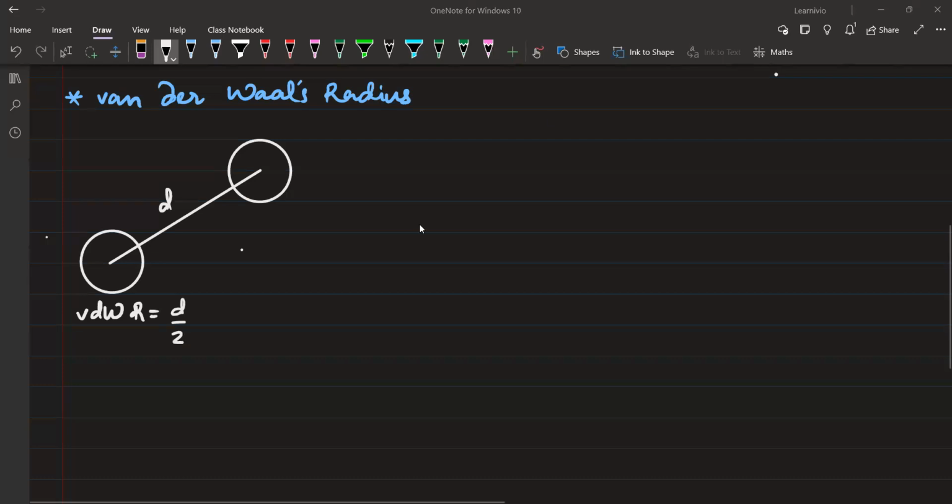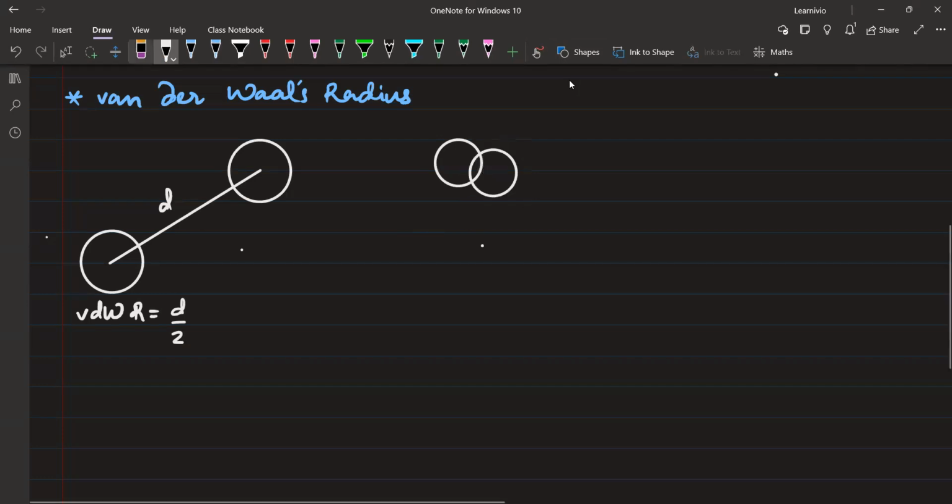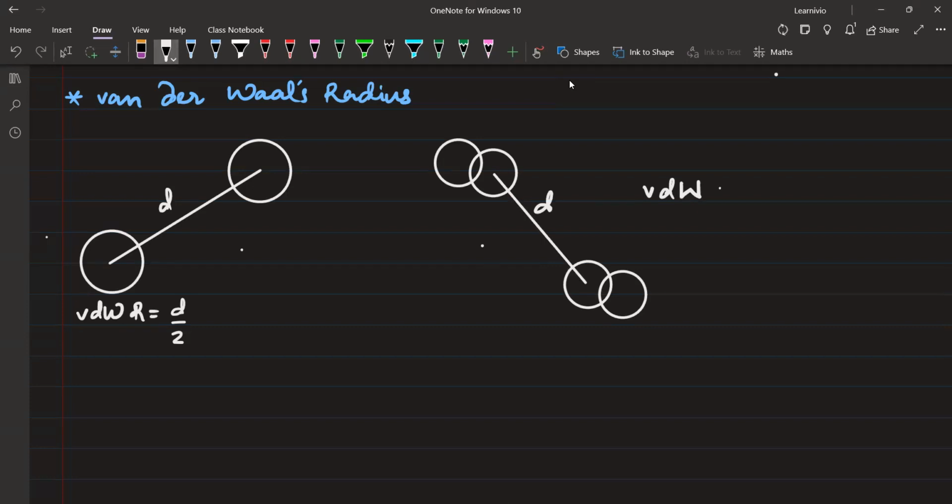Another case is that we can have molecules and we can measure the van der Waals radius of molecules also. Let us suppose this is one molecule, not one molecule, one atom, and this is another atom. These two atoms are making a molecule. Now we can have another molecule. And when we measure the distance between the closest nuclei of these two molecules, there are 4 atoms here, right? There are 4 atoms, but we are going to take those atoms which are closest to each other. And if we measure the distance between the two closest nuclei, and let us suppose this is d, then the van der Waals radius for this molecule will be d by 2.